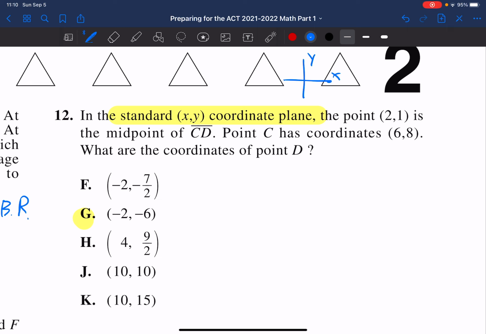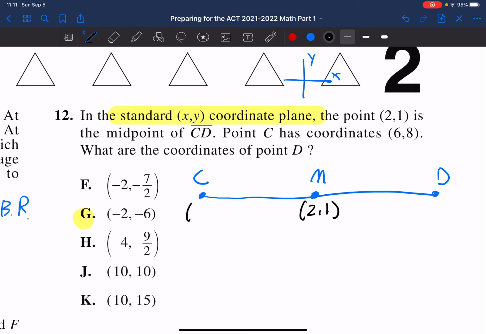Now, some students will want to draw that, and for those of you who are very visually minded, you can do that. But I think that may actually be a bit of a waste of your time. How do I mean? Well, let's see. We've got point C over here, and then we've got point D over here. Now the midpoint, call it M, is right in the middle. Now that has coordinates of 2, 1. And they say that point C has coordinates of 6, 8. And so the question is, what are the coordinates of point D?